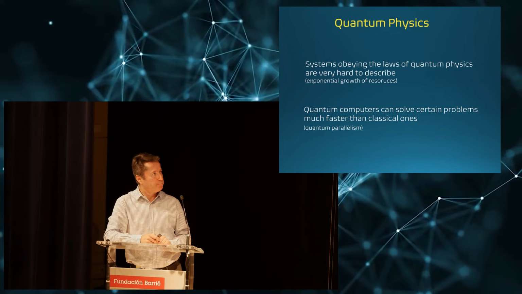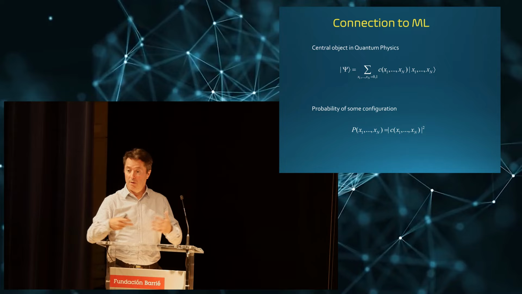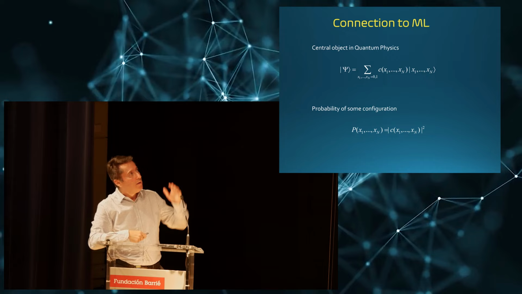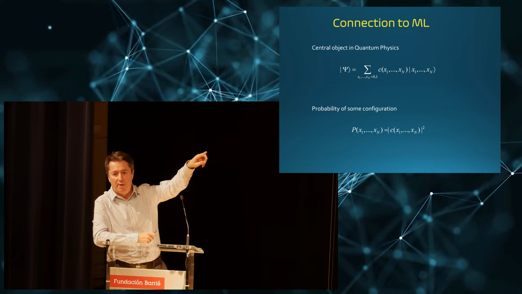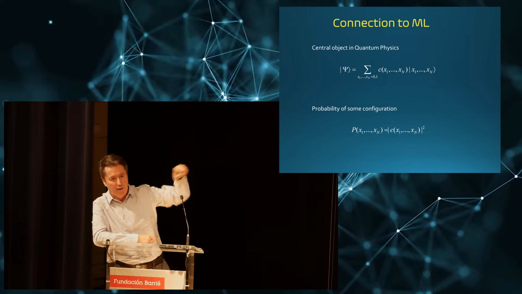Now, what is the connection with machine learning, or one of the possible connections? I told you before that when we have a quantum object, or many quantum objects, many of these atoms, or many electrons, then all the properties are encoded in what we call the physical state, which will be a superposition of all possible configurations. So whether a material is superconducting or not, or whether a reaction will take place or not, will be encoded in this coefficient C of x1, ..., xn. This is what I called before alpha, beta, and so on.